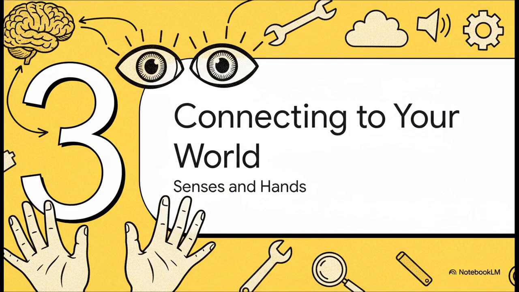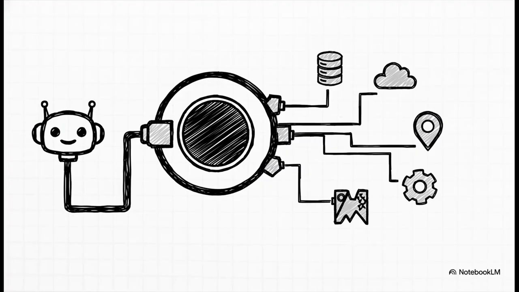Okay, so our agent is smart, it's organized, but an agent that can't do anything is pretty useless, right? It needs senses to perceive the world and hands to interact with it, and that's where tools come into play. And this is where the Model Context Protocol, or MCP, just shines. I love this analogy. Think of it as the USB-C for AI. It's a universal standard that lets any agent plug into any tool or service without needing some clunky custom adapter. It's all about creating a world where everything just works together.